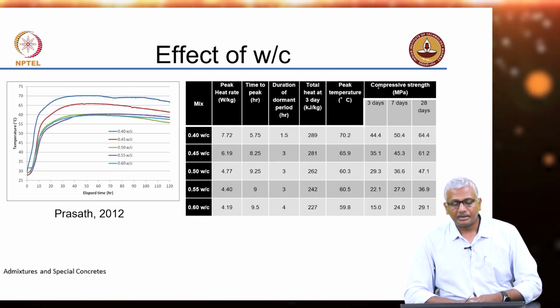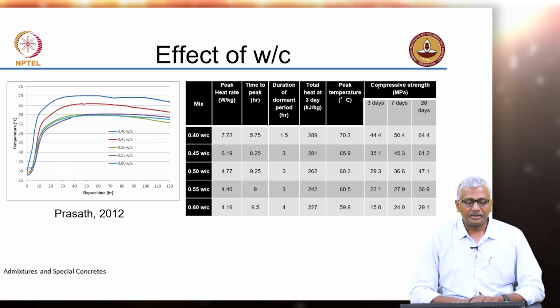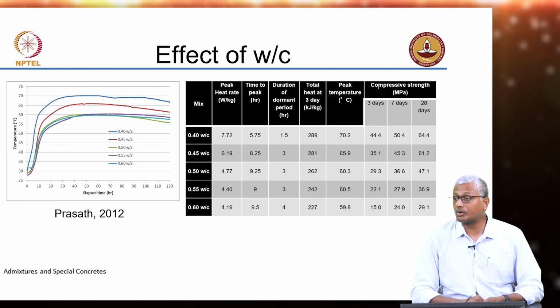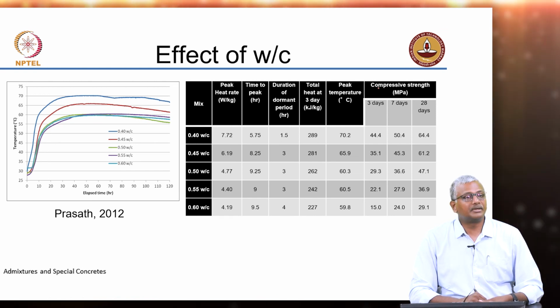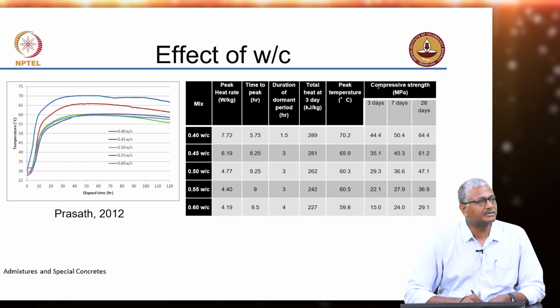So, to look at calorimetry done with the adiabatic calorimeter, here is the result produced by one of our master students with respect to effective water to cement ratio. Now, if you have more water in the system, the temperature of the system will not go as high as when you have less water in the system. Why is that?